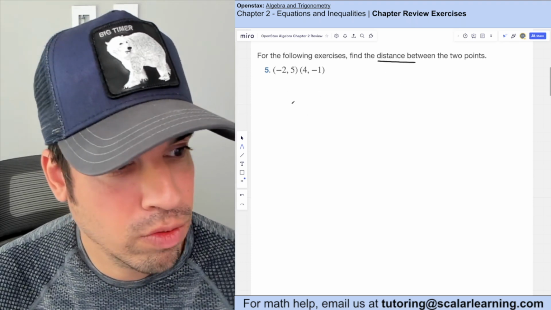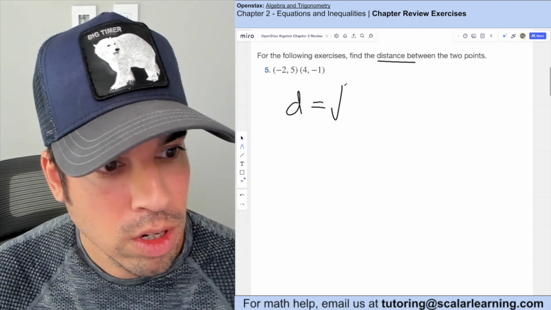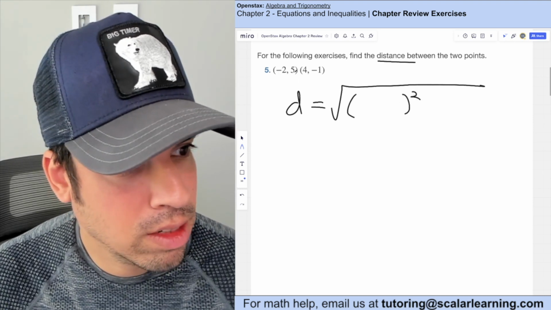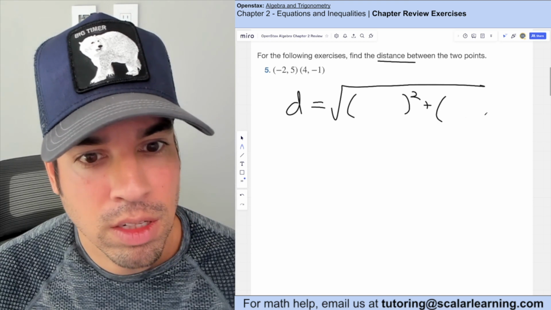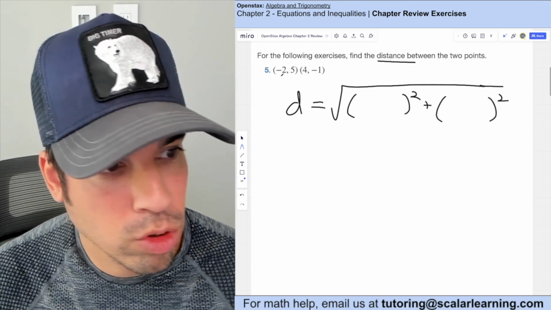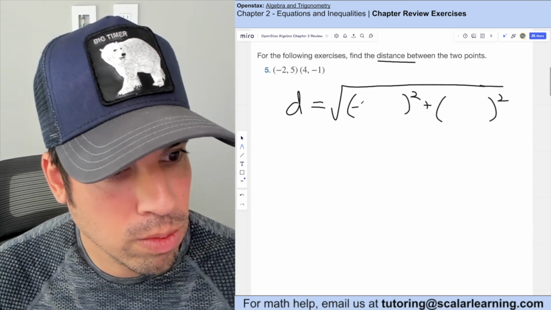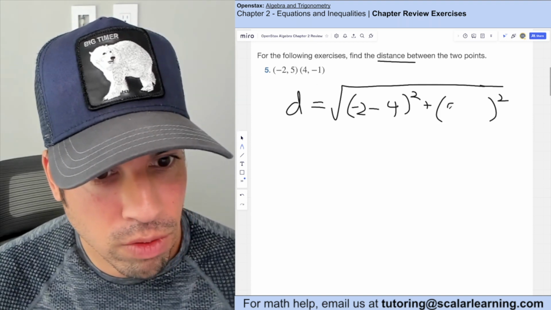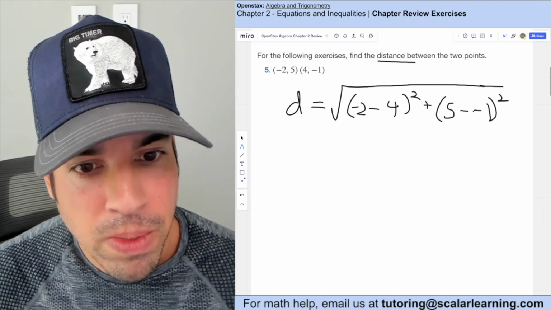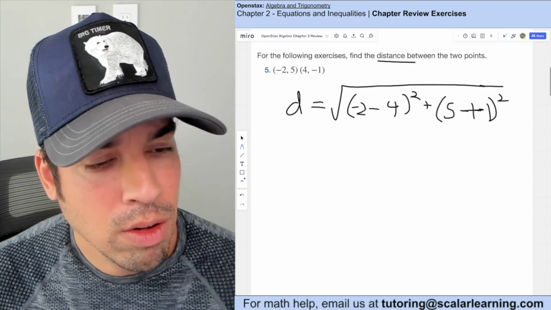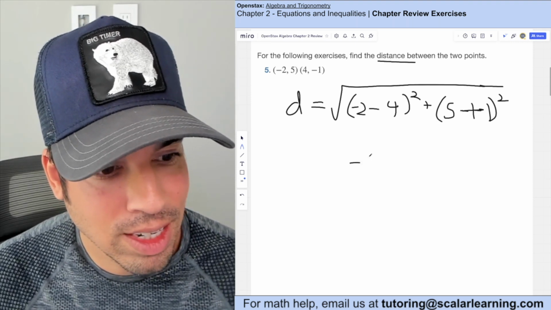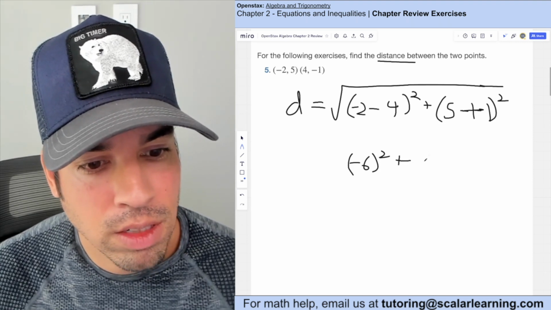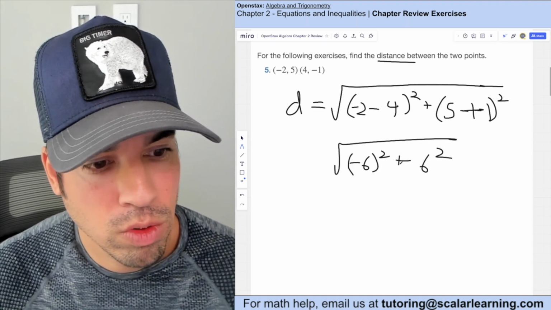For the following exercises, find the distance between the 2 points. We're going to use the distance formula. So distance equals the square root of the difference of the x values squared plus the difference of the y values squared. So what are the x values? Negative 2 and 4. I'm going to just go left to right. Negative 2 minus 4. And then 5 and negative 1. So 5 minus negative 1. Double negative becomes a plus. Now we've got negative 2 minus 4. That's negative 6 squared. 5 plus 1 is positive 6 squared. And the square root of all this.